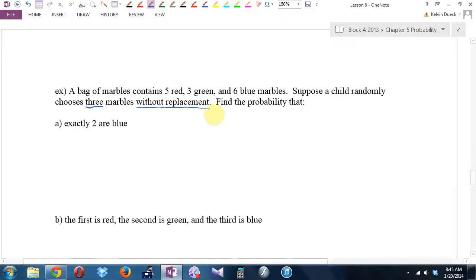A bucket. So, Jacob, can you read to me A? It says find the probability that what? Exactly 2 are blue. Okay. How many marbles are we picking? 3. That's why this is a tricky question.